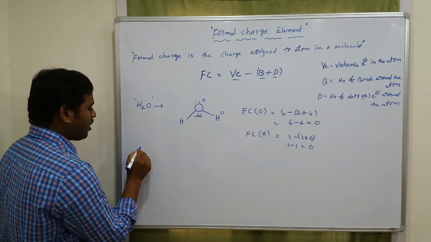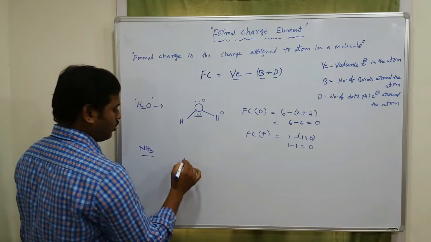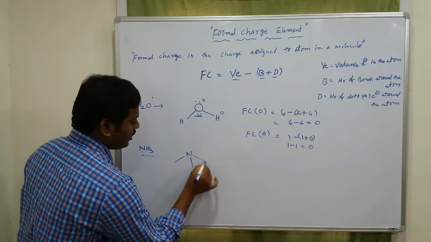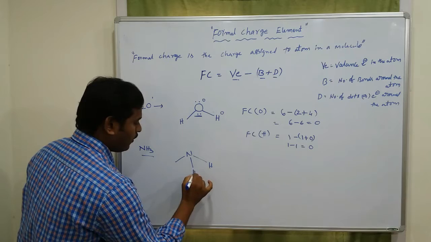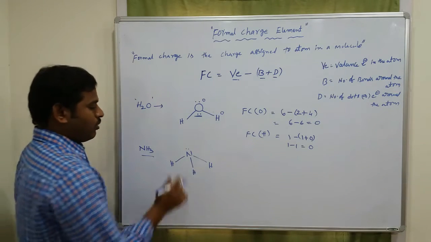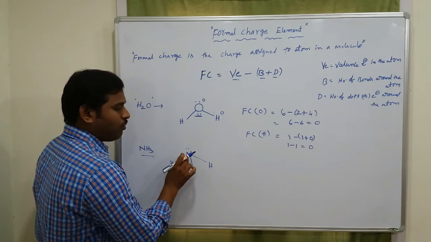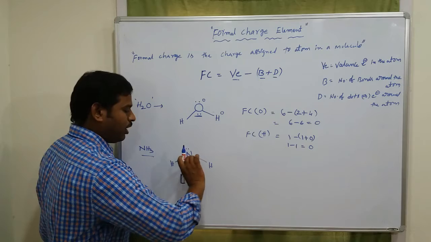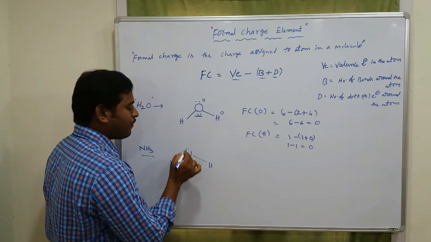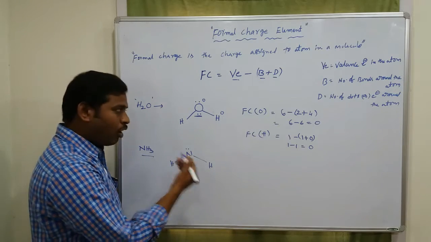Next, we are going to discuss the ammonia molecule. Ammonia has 3 hydrogens, hydrogen, another hydrogen, and a lone pair of electrons. Because of this lone pair, it can satisfy the octet rule. One bond is nothing but 2 electrons, so 3 twos are 6, plus 2 electrons, so 8. 8 means it satisfies the octet rule.